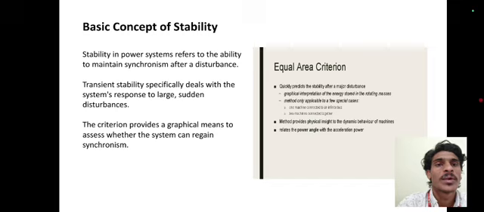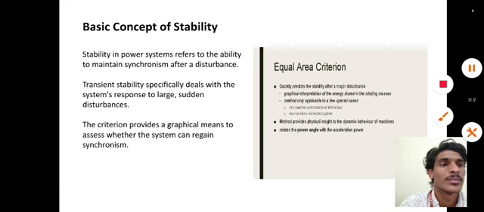Basic concept of stability. Stability in power systems refers to the ability to maintain synchronism after a disturbance. Transient stability specifically deals with the system's response to large sudden disturbances. The criterion provides a graphical means to assess whether the system can regain synchronism.